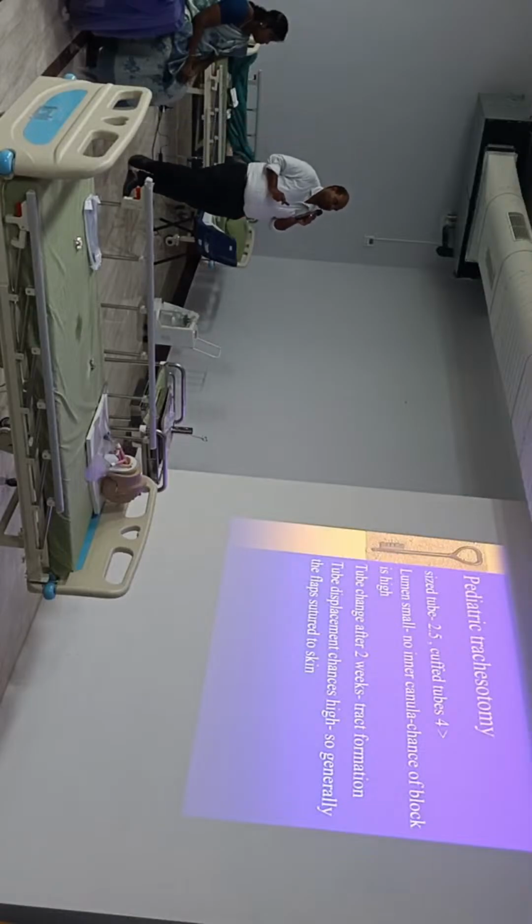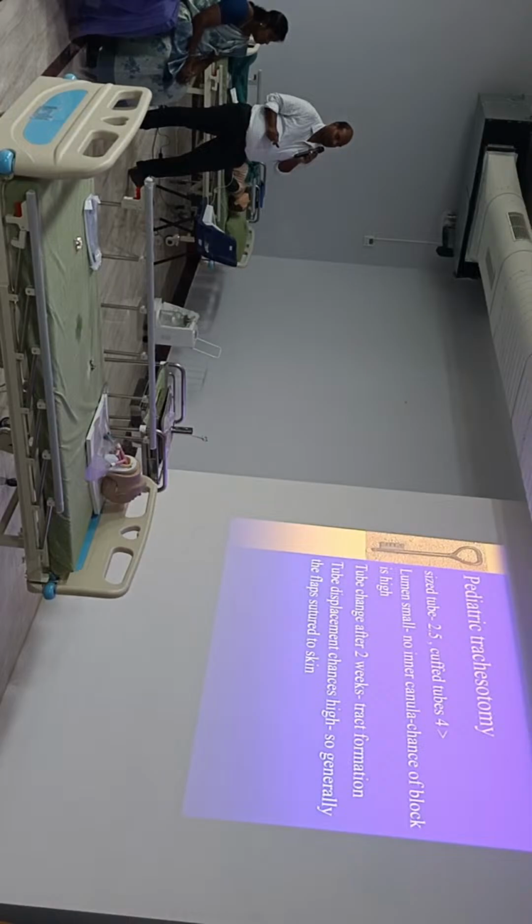One more slide on pediatric tracheostomy. Generally the pediatric tubes are very small. When the lumen is small, the chance of getting occluded is very high. The smallest tracheostomy tube available is 2.5. The largest tracheostomy tube available is 10. The sizes 2, 2.5, 3, 3.5 and 4 are all uncuffed tubes, but above 4 we get cuffed tubes. So the lumen is small and the chance of block is very high. So you need to be very careful when you do suctioning in pediatric tracheostomies.